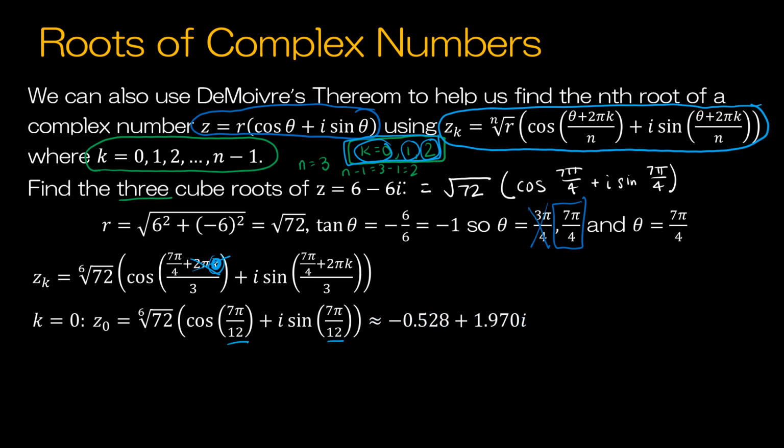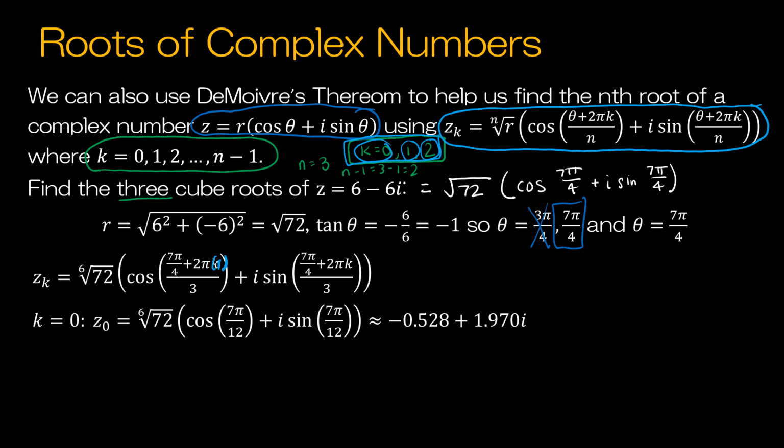Now to find this, I just used my calculator. I took the cosine of 7 pi divided by 12, and then I multiplied that by the 6th root of 72. If you're not sure how to do the 6th root in your calculator, remember you can always just put 72 to the power of 1/6, and that's the same thing. And you should get negative 0.528 plus 1.970i.